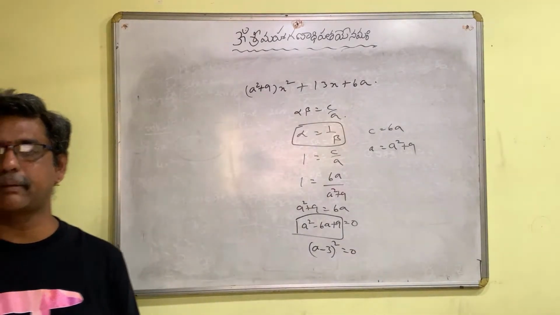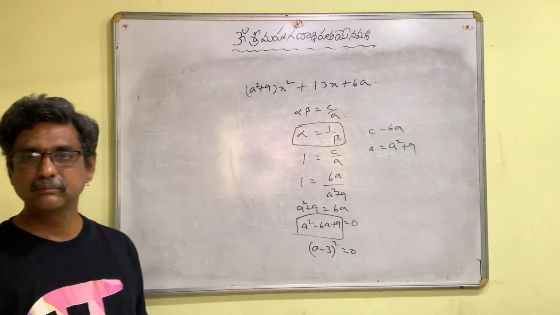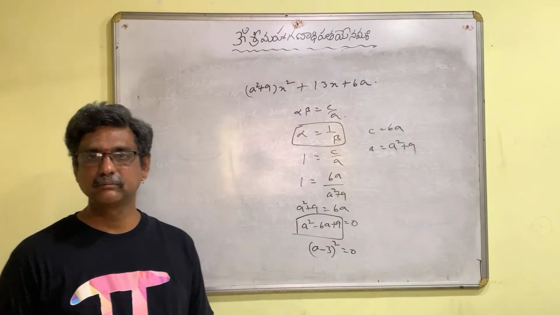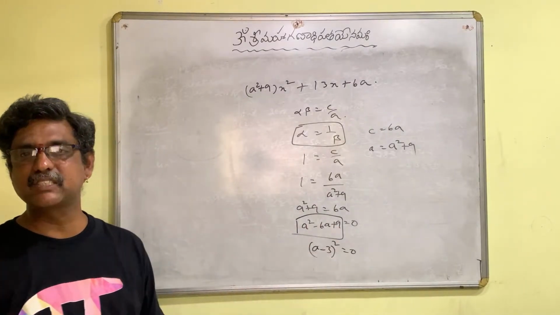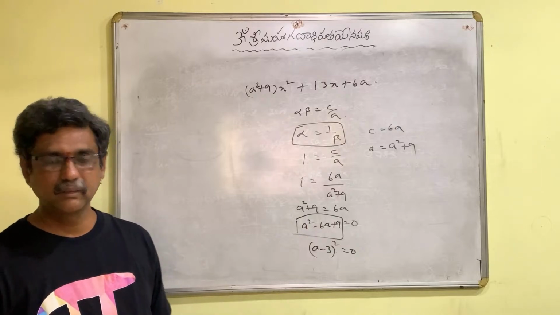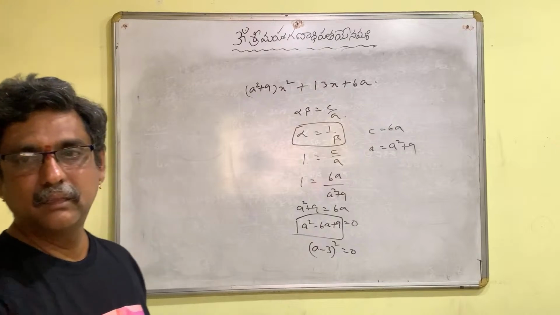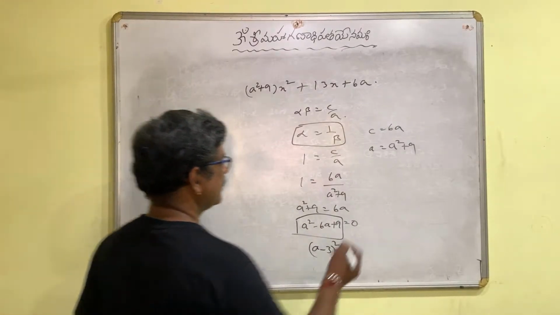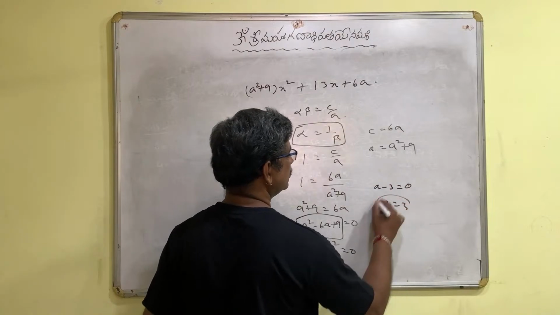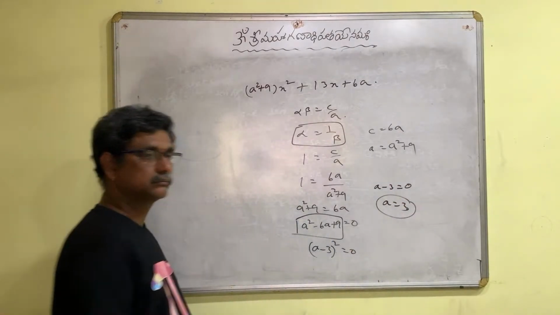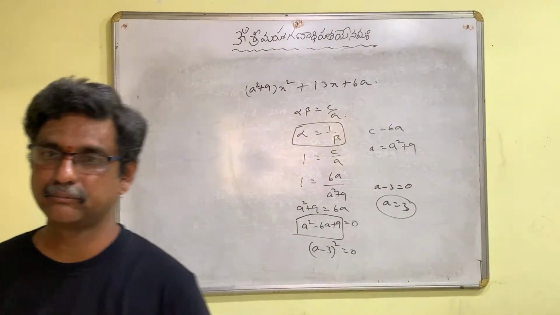A square minus 2ab plus b square, where b is 3. So this is a perfect square, a minus 3 whole square. Then what is a? a minus 3 is 0, so a is 3.